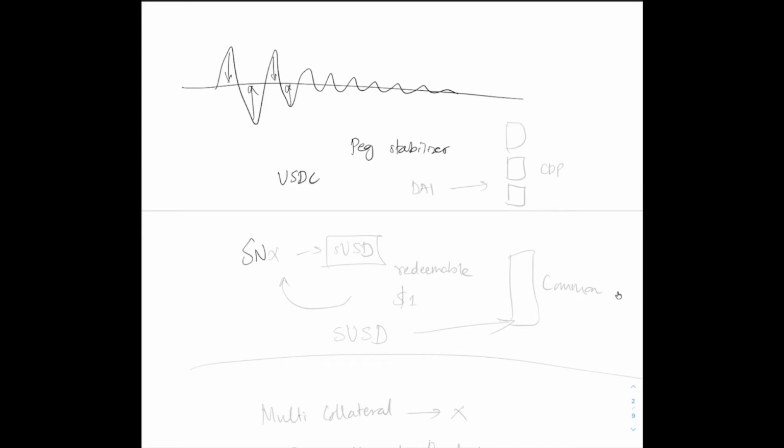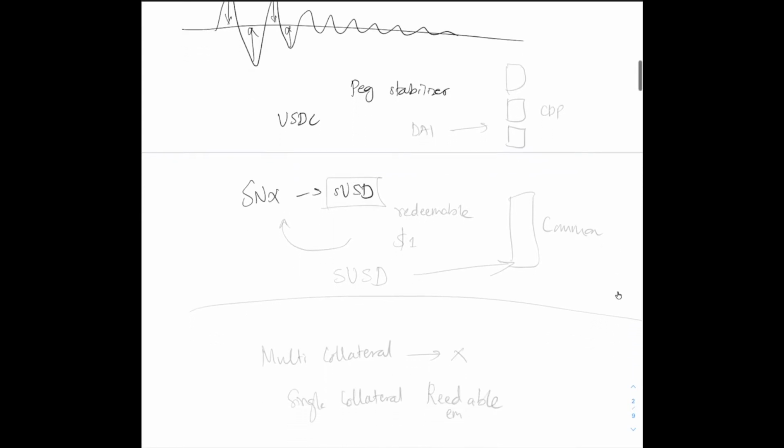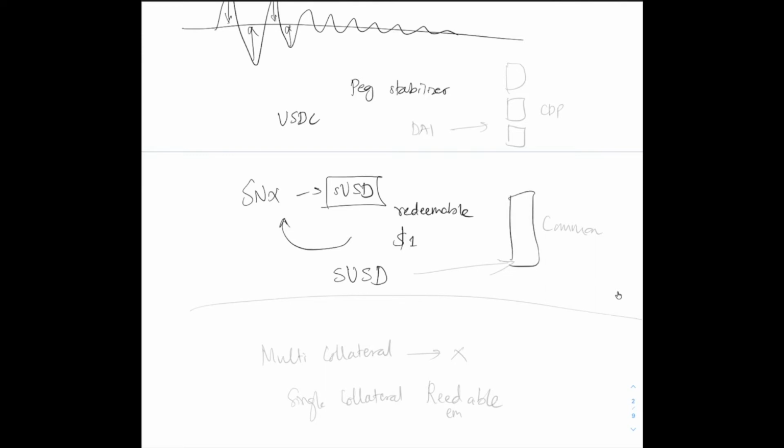In the case of SNX and sUSD, you stake SNX and mint sUSD. The difference between DAI and sUSD is that sUSD is redeemable, which means you can always get $1 worth of SNX by paying back sUSD. In the case of DAI, that's not the case. The difference between both of them is that in the case of SNX, there is a common debt pool. And over here, each user has his own CDP, which is a collateralized debt position. So you can't really take DAI and redeem it for the underlying collateral.